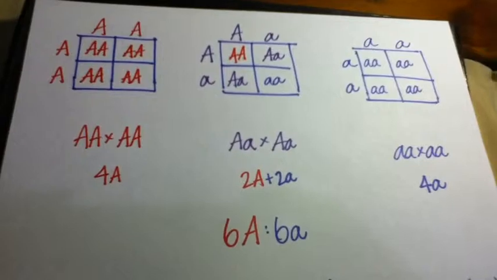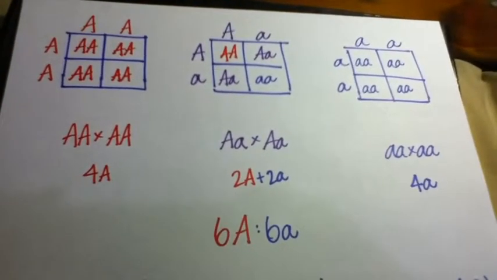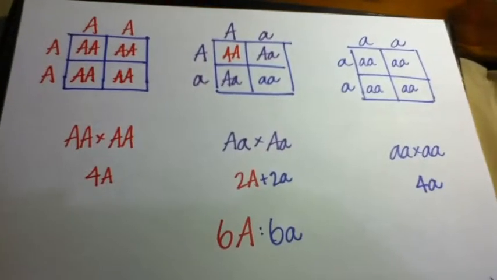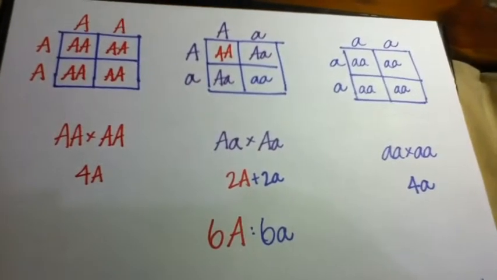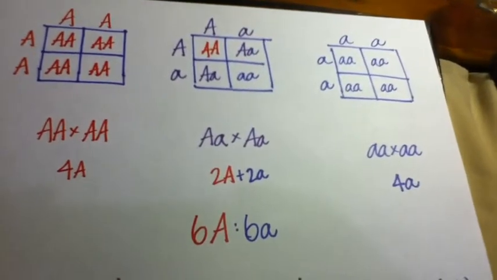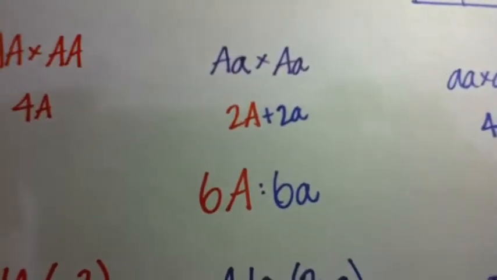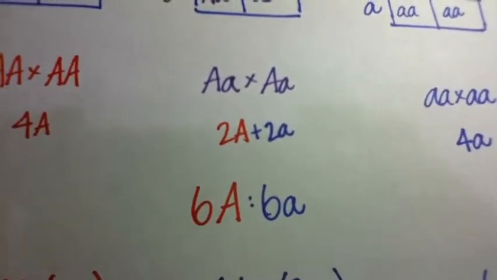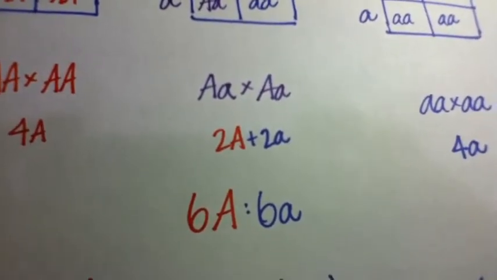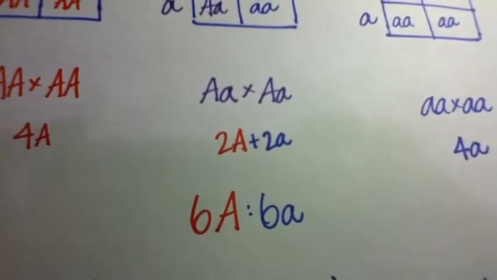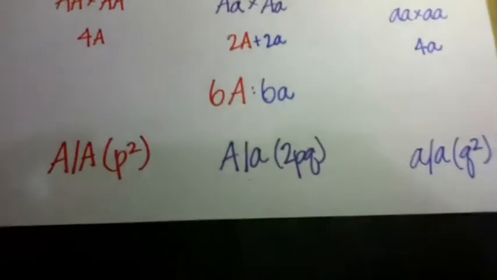If we count the number of alleles in each set, we can see that there are 4 big A's in the first set, 2 in the second set, and then 2 small a's in the second set, and 4 in the third set, making it 6 big A's to 6 little a's, or a 1-to-1 ratio. This would give 50% of the alleles to be big A and 50% of the alleles to be little a.